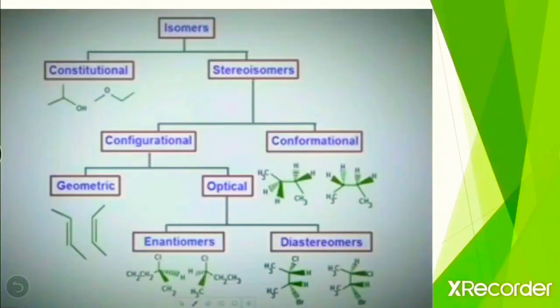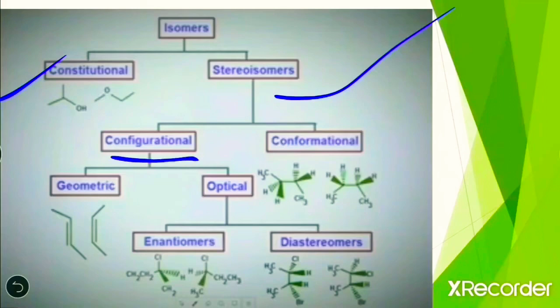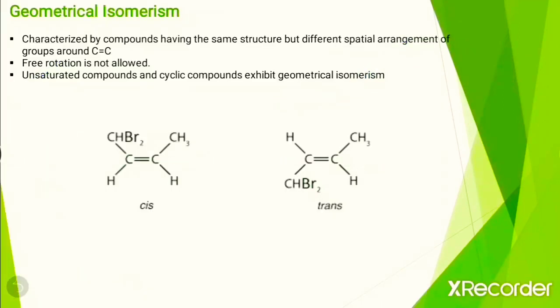So we have seen all the constitutional isomers. Now moving on to stereoisomers. Stereoisomers are of 2 types, configurational and conformational. Now we will see configurational isomers in detail. Stereoisomerism is exhibited by isomers having the same structure but differing in the spatial arrangement, that is, configuration. Configuration is possible mainly because of covalent bonds of carbon atoms.